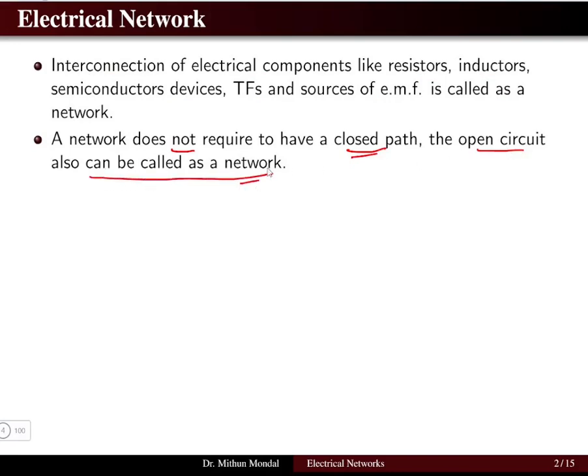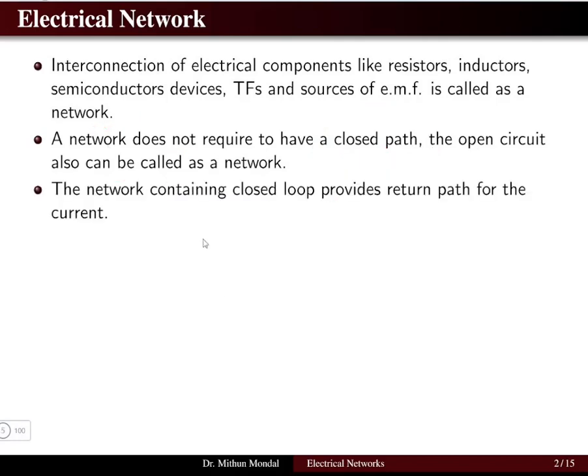So there is a difference between a network and a circuit. Even when we do not have a closed path, it can be said to be a network. However, if we talk about a circuit, circuits should definitely have a closed path, that we will see a little bit later. The network containing a closed loop provides a return path for the current. So whenever a network is having a closed loop, there will be a flow of the current and it will provide a return path for the current.